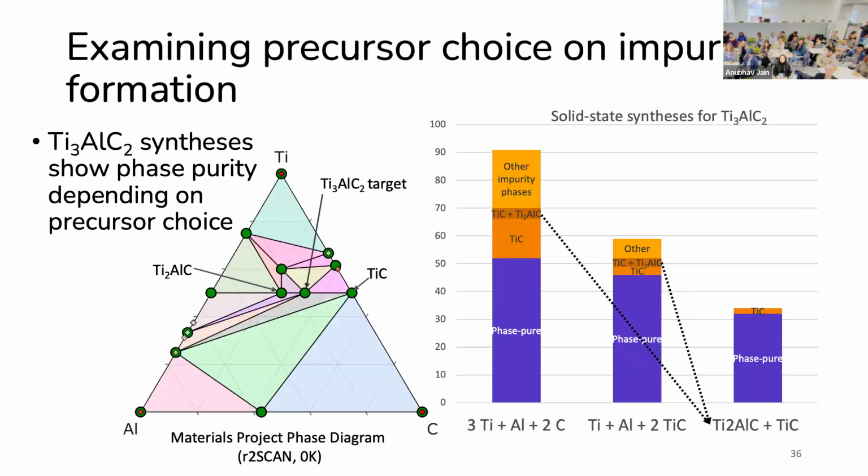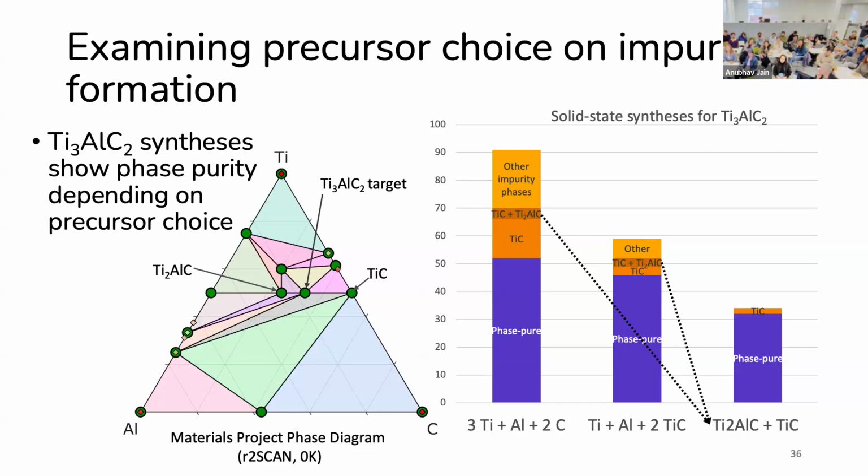We also started looking at how precursor choice affects the formation of certain targets. Here's a target, which is titanium-3 aluminum carbide, Ti3AlC2. We have different choices of precursors that we can mix together to achieve this target phase. We can start with the elements and react those. We can start with the binary titanium carbide and react that with the elements, or we can start with this Ti2AlC compound and then react that with titanium carbide. These are all different routes towards achieving this target.